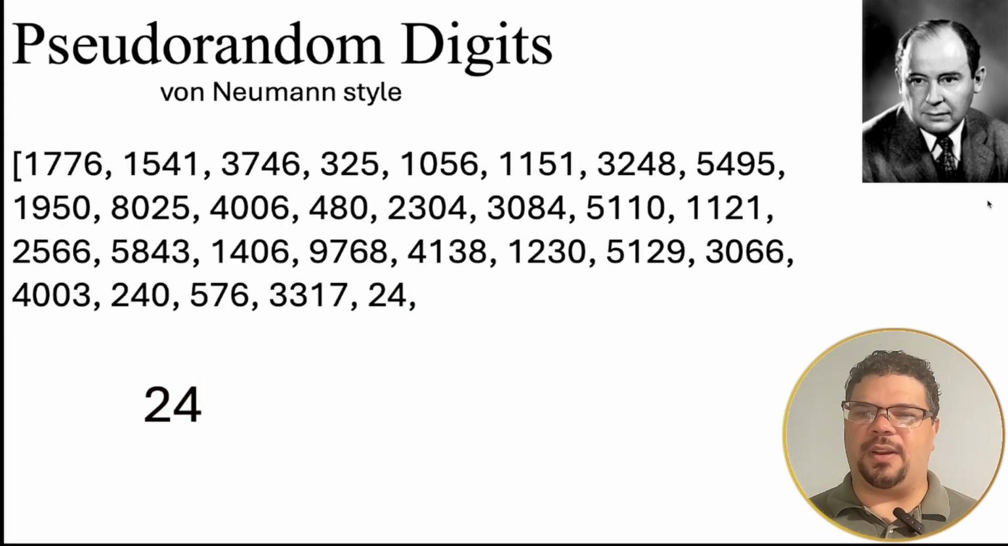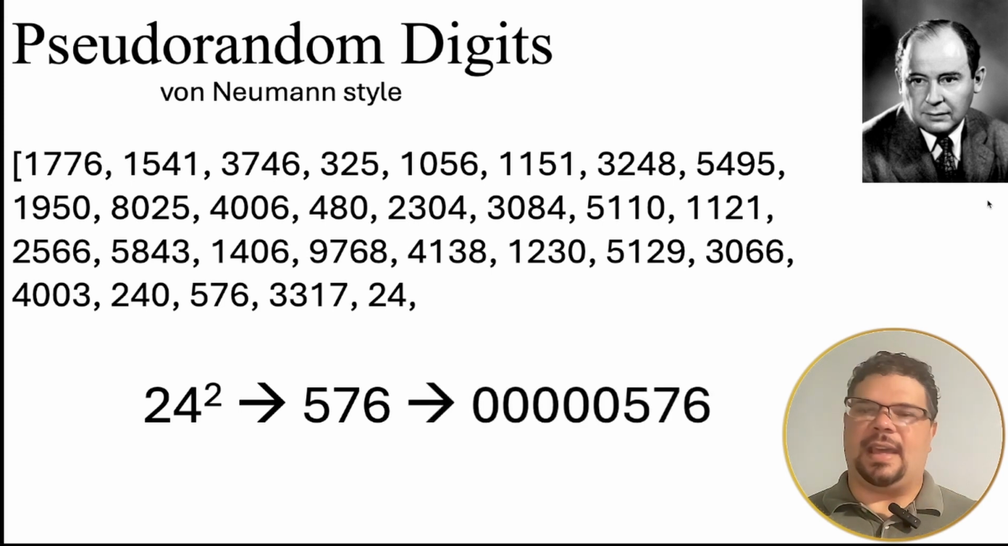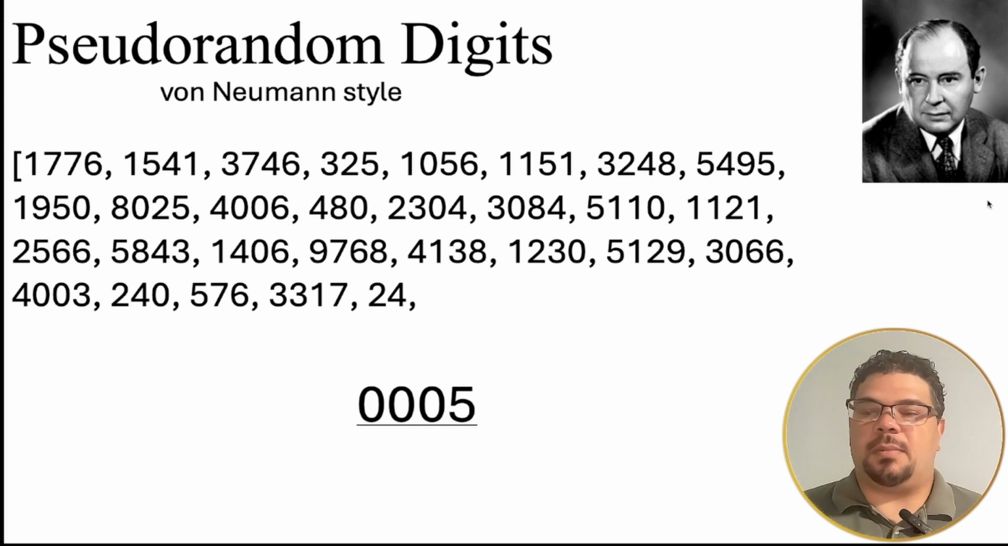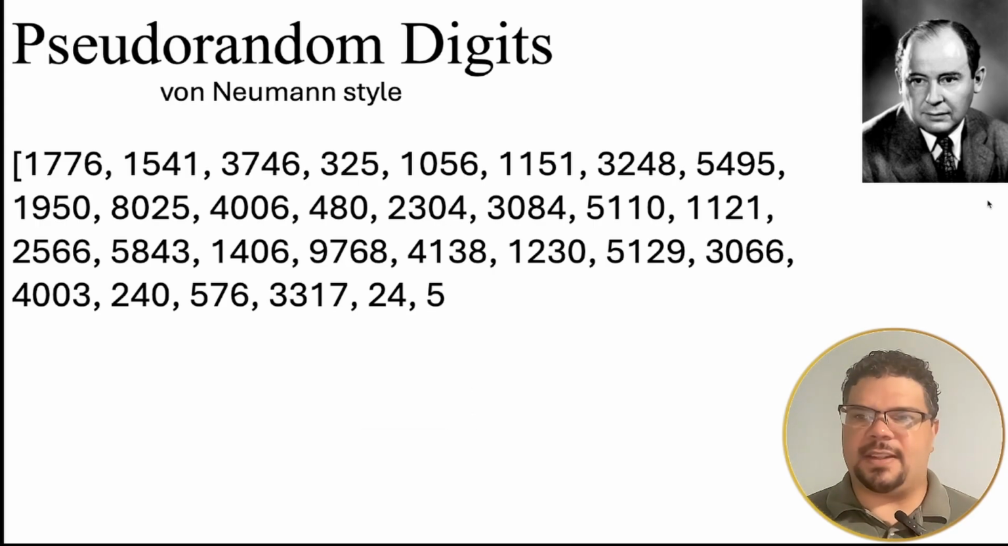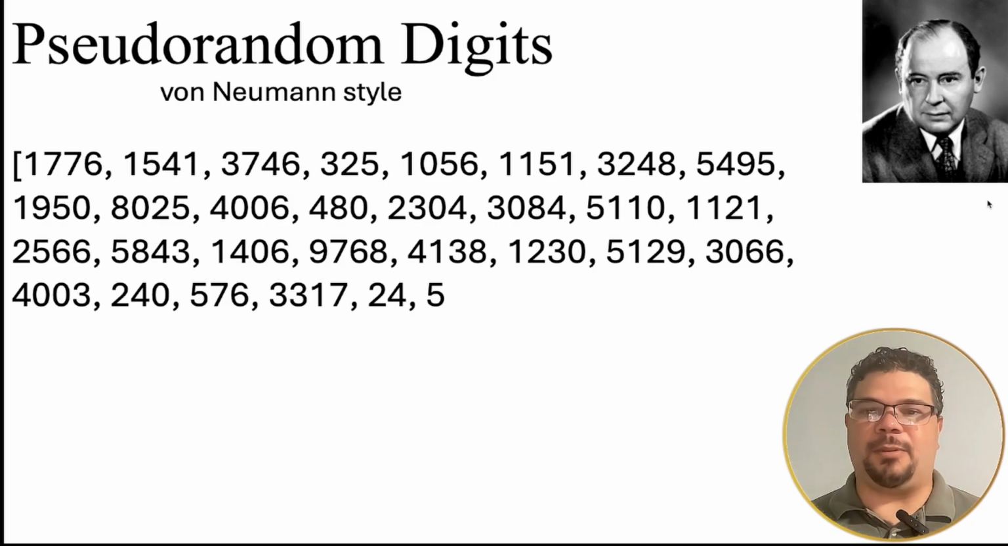Let's take 24. We can square it. We get 576. Add the zeros, take the middle 4 digits, and we're left with the number 5. Well, 5 doesn't seem so bad, but if you think about the next step, you can realize a problem we're about to run into.